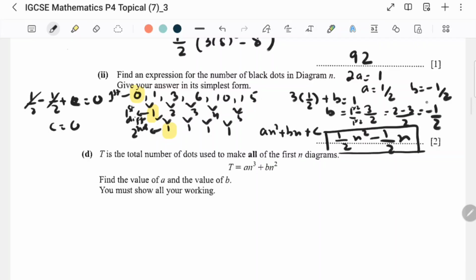T is the total number of dots used to make all the first n diagrams. Okay, so here n diagrams we'll have.